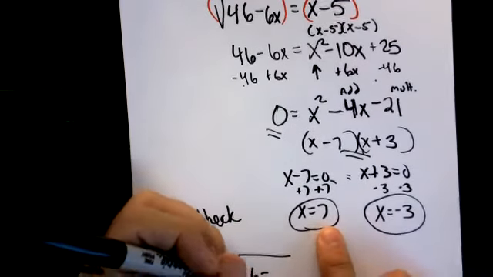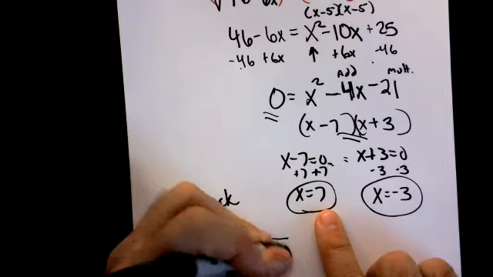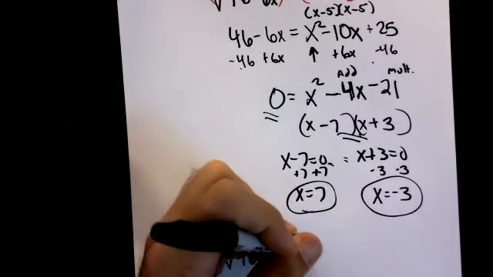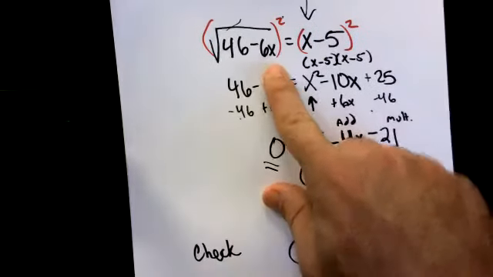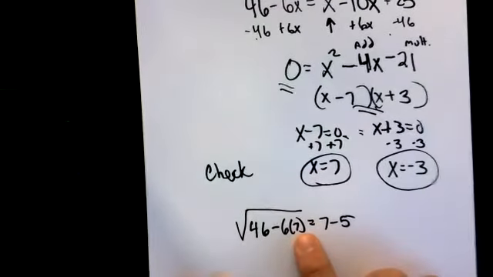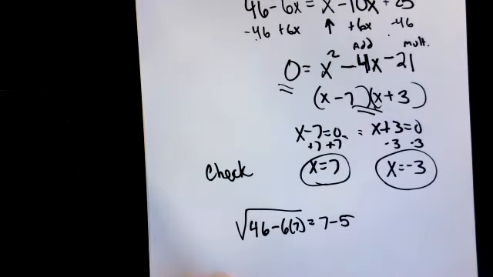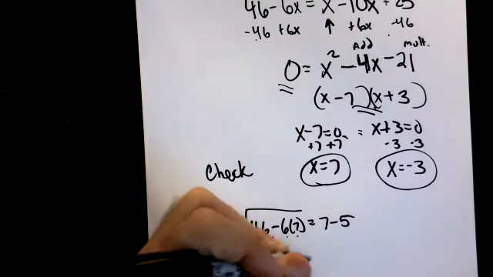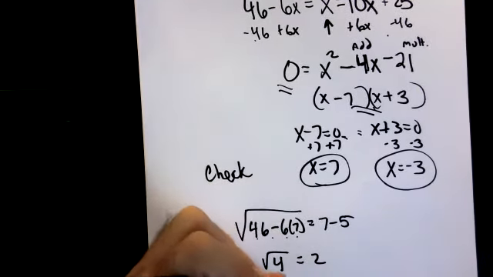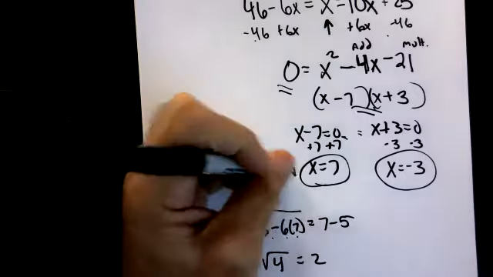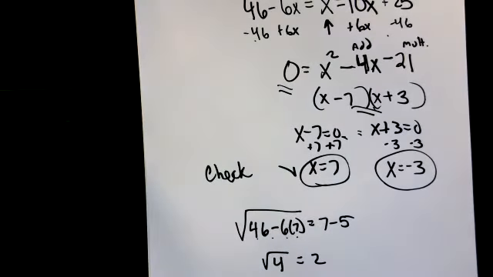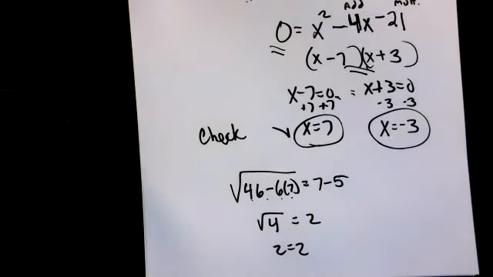If I plug my 7 in for x, okay, so again, I have an x here and an x here. If I plug my 7 in, we can see if this works. All right, 6 times 7 is 42. 46 minus 42 is 4. Square root of 4 is 2. 2 equals 2. 7 checks out. Okay, 7 is a valid solution.